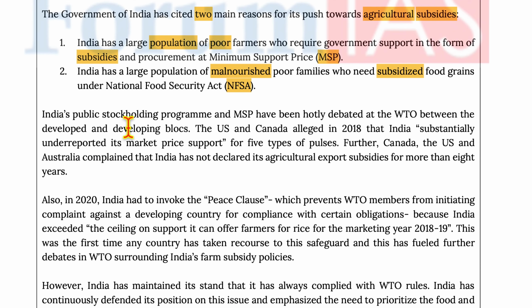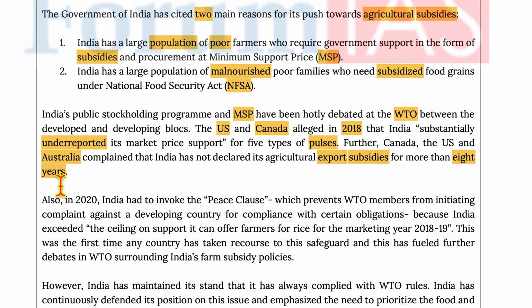Now, India's public stock holding program and MSP have been hotly debated at WTO between the developed and developing blocs. The USA and Canada alleged in 2018 that India substantially underreported its market price support for five types of pulses. Further, Canada, the USA, and Australia complained that India has not declared its agricultural export subsidies for more than 8 years.